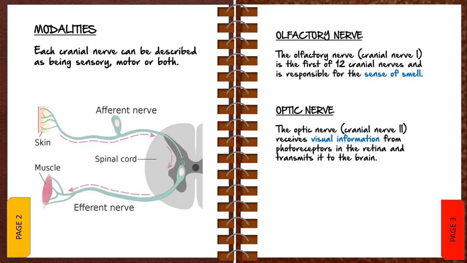Now let's move on to the optic nerve. This is known as cranial nerve 2. What it does is it receives visual information from photoreceptors in the retina and transmits it to the brain. Optic is related to vision. It is purely based on sensory modalities. It is also arising from the cerebrum.